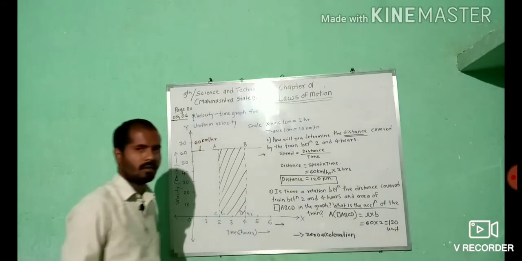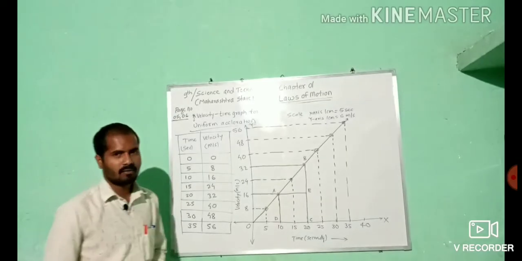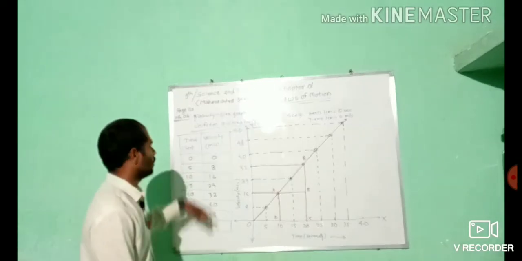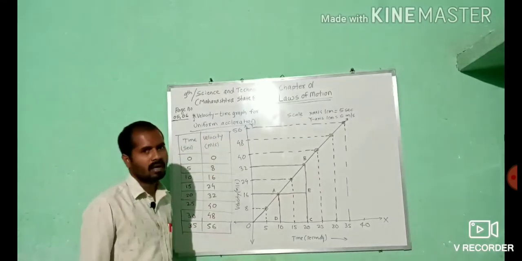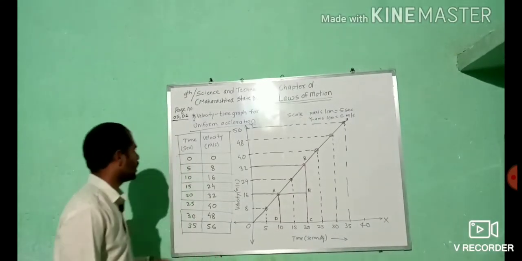Zero acceleration. Got it? Okay. So next is the velocity time graph for the uniform acceleration. Okay. Velocity time graph for the uniform acceleration. Okay. So here is one example: there is a car.